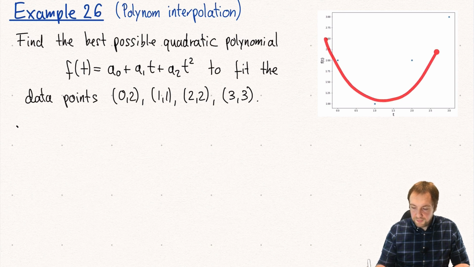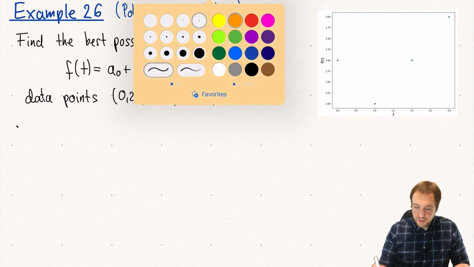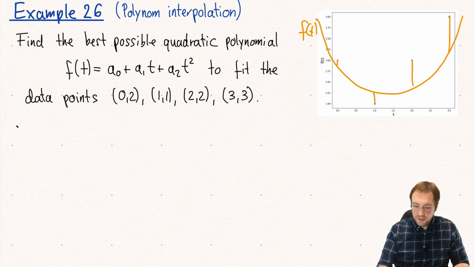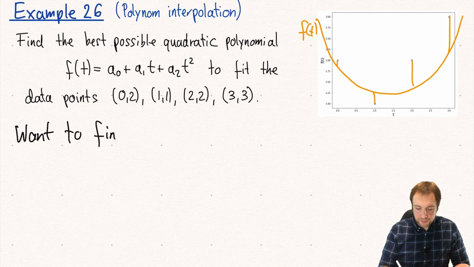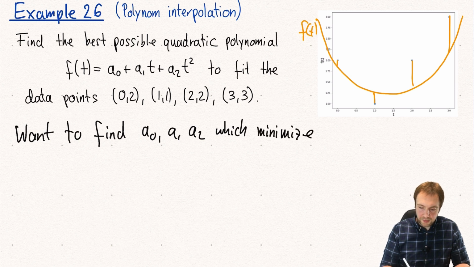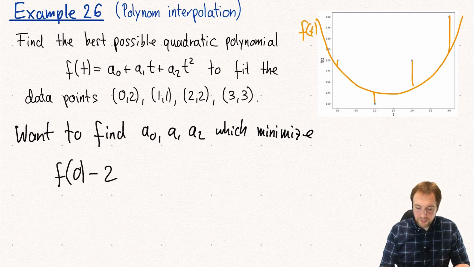Well, we want to find the best fit. So we want to find some f of t, which is maybe this here, which somehow minimizes these differences here. So to find the f which minimizes this expression here. So f of 0, if I compare this to 2, which is exactly this here.